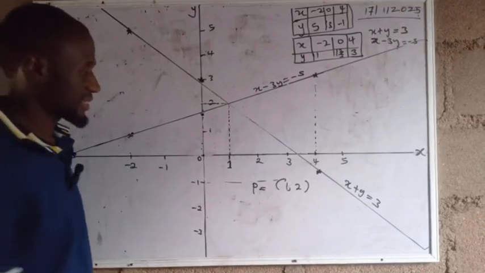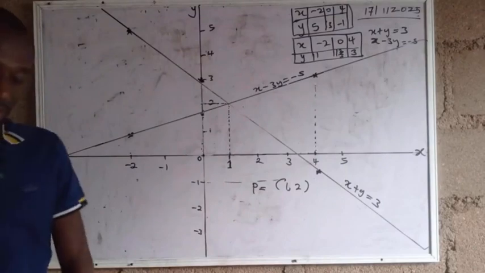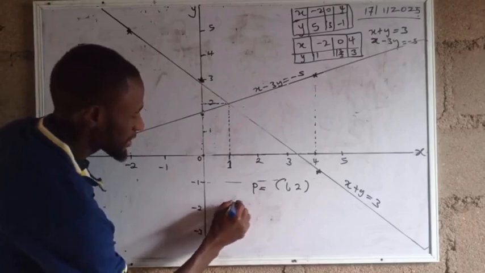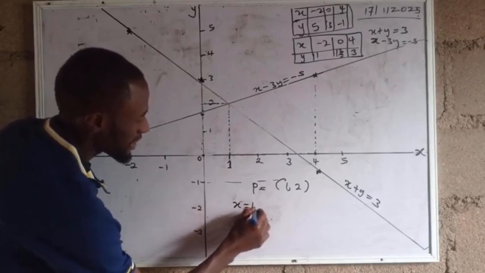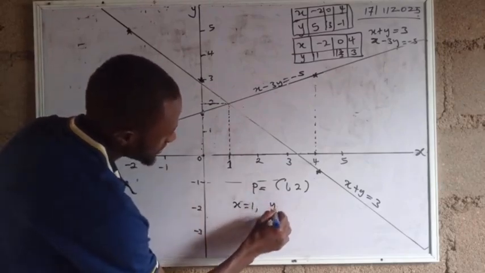That is to say, if we represent the coordinates in the simultaneous linear equation, we're going to have x is equals to 1 and y is equals to 2.